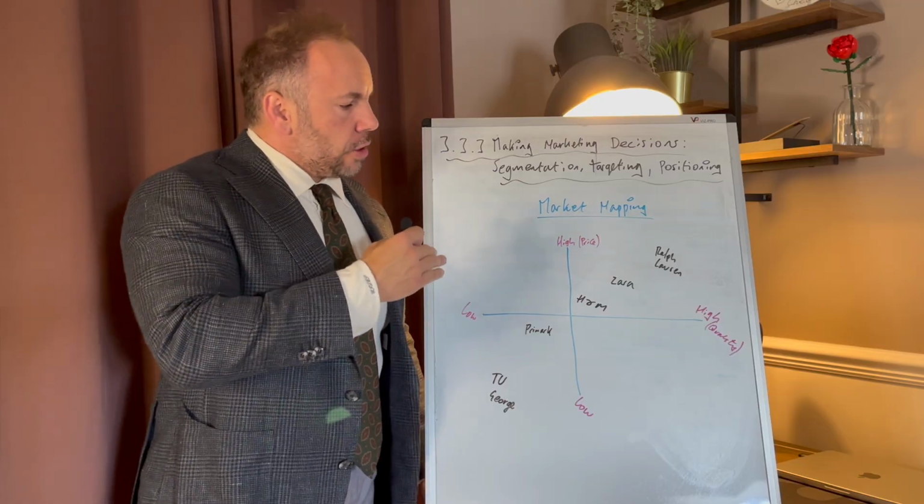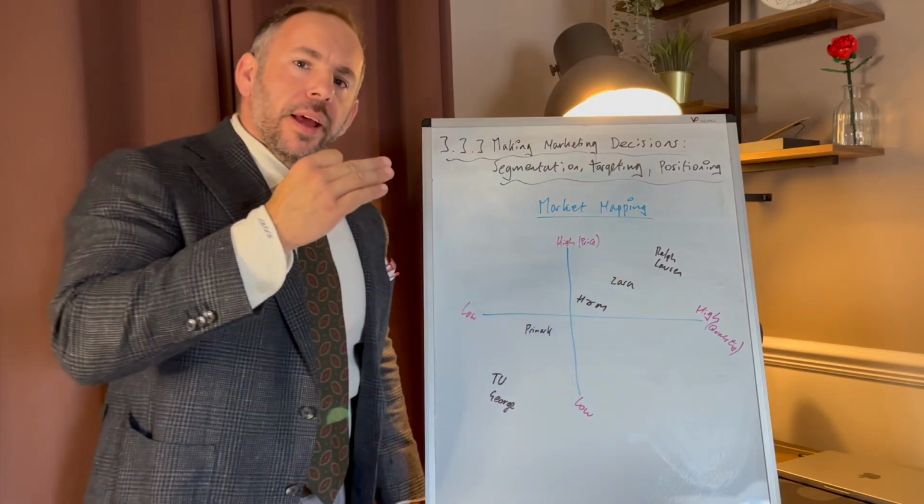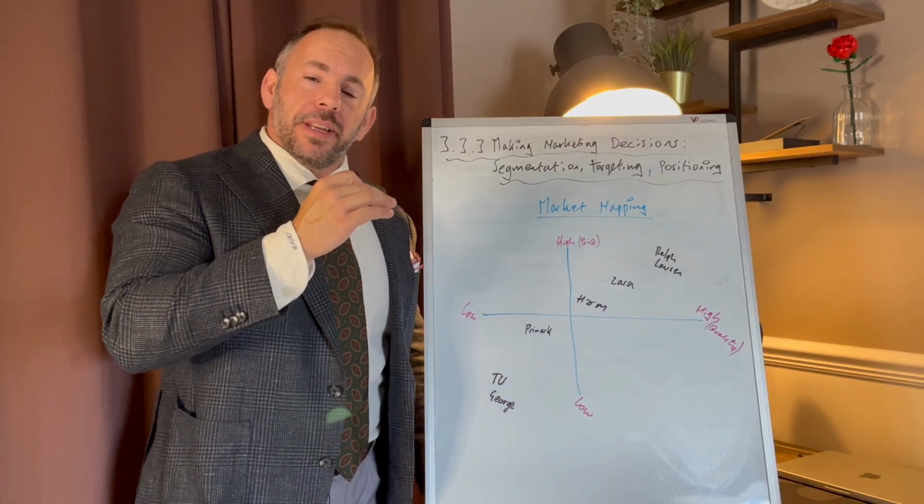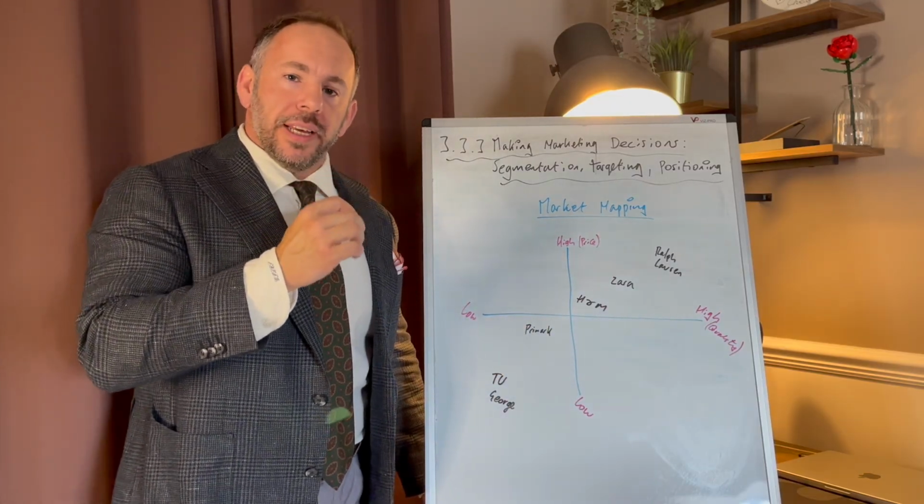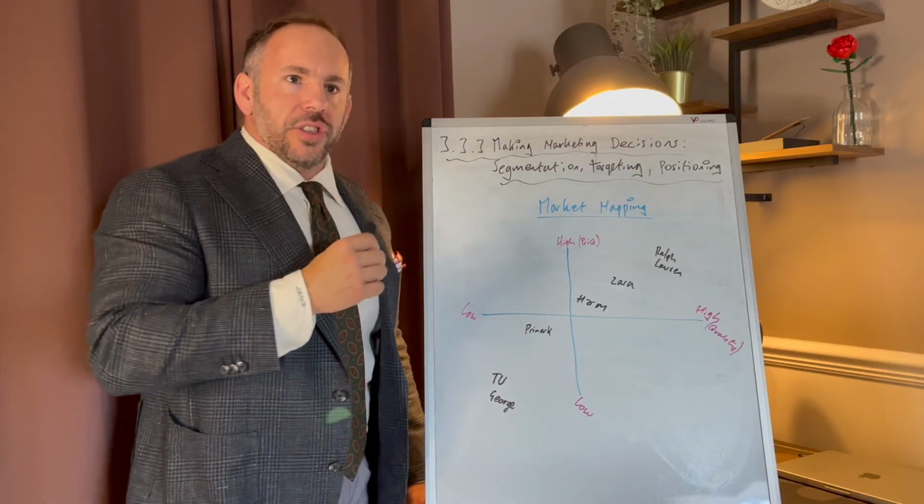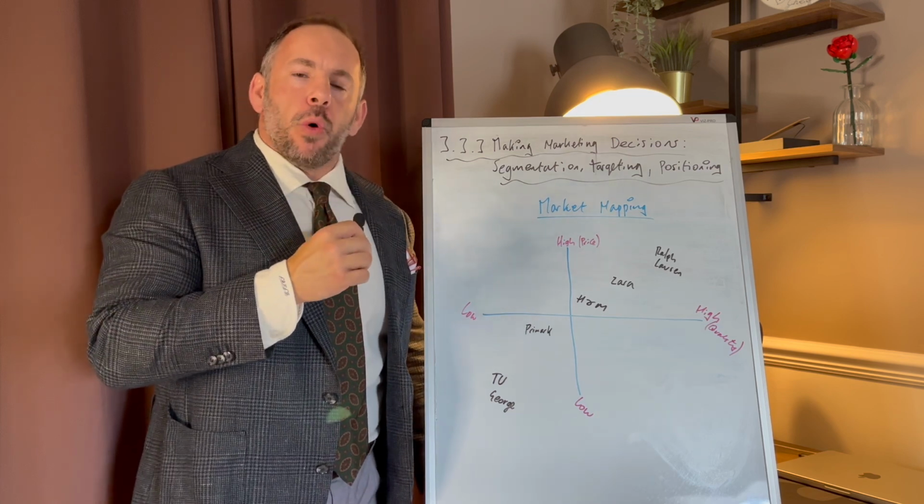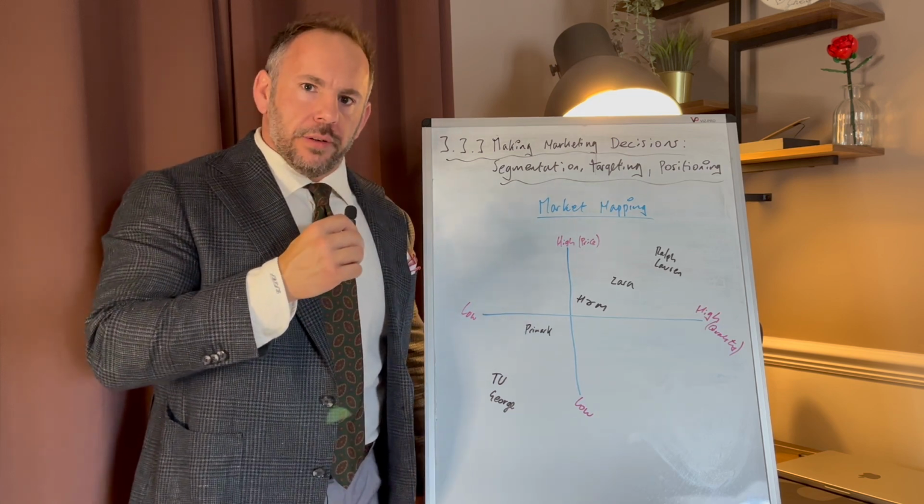And my two axes are price and quality. Now, the thing to note is when it comes to market mapping, you don't have to use price and quality if that's not appropriate to your business. You could use, say, features and customer service, for example. It depends on what it is you're trying to map or how you're trying to differentiate yourself.